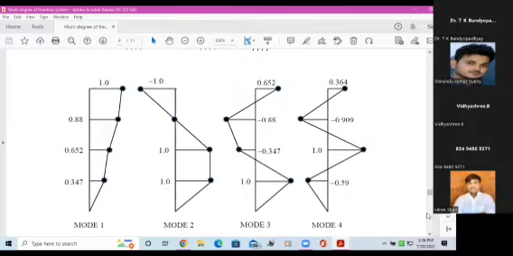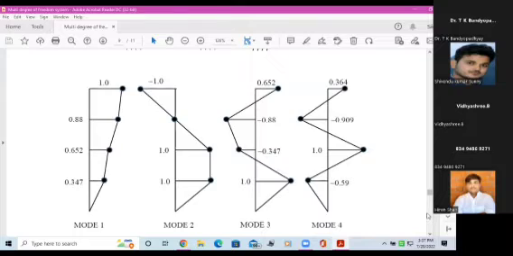Now, please try to understand what is the meaning of these mode shapes and how do we get these mode shapes. Okay, we get these mode shapes by the frequency analysis or by the solution of the characteristic equation which I just mentioned to you. Okay, now mode 1 looks like this. Now, what is the characteristic of mode 1?